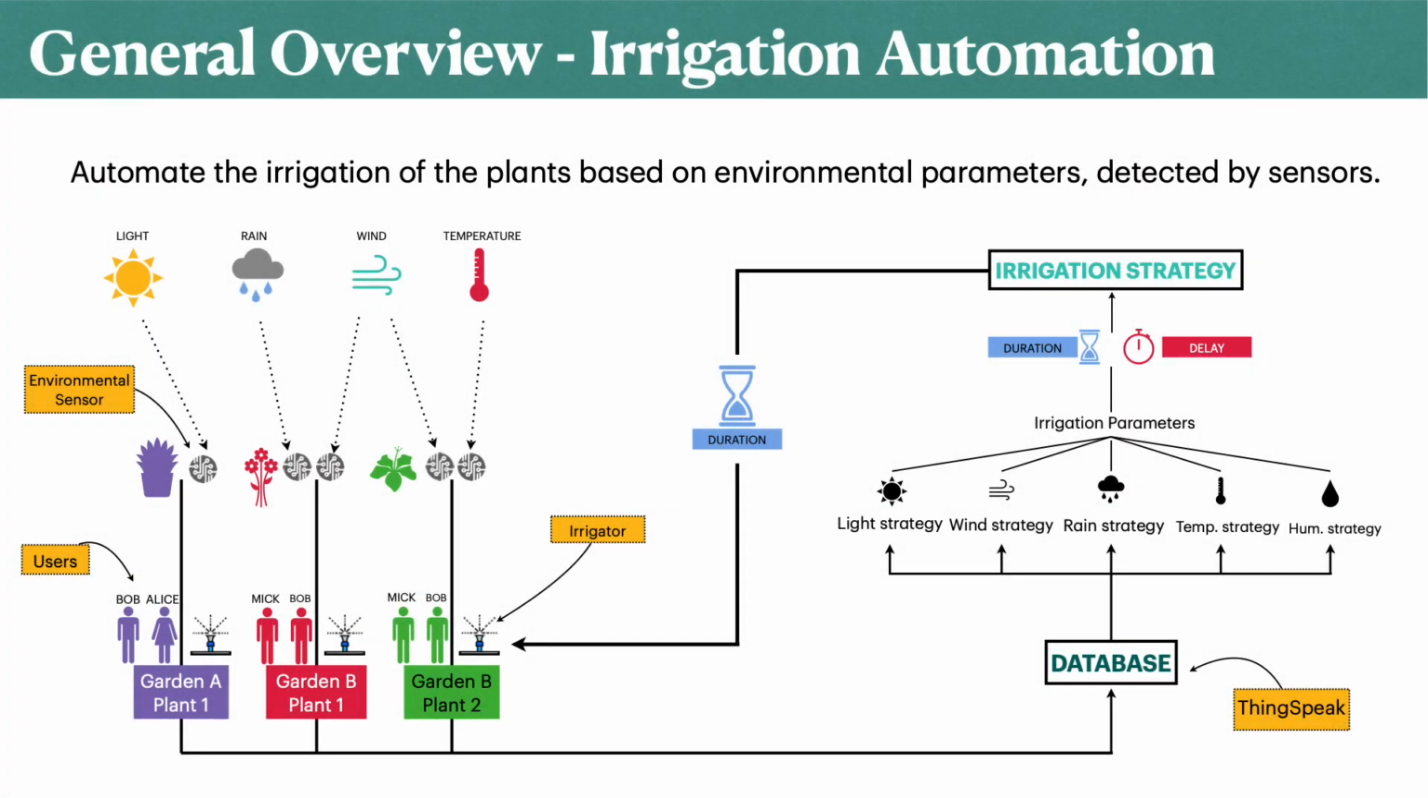In this overview, we can see that the environmental parameters are checked by some sensors located in different gardens for different plants. These gardens have different users who can control and monitor only their own. All the data received by these sensors are collected in the database, and according to their values, the strategies produce an estimation for the duration and the delay of the irrigation for a specific plant. When the irrigation strategy is started, it uses the value of the duration of each plant.